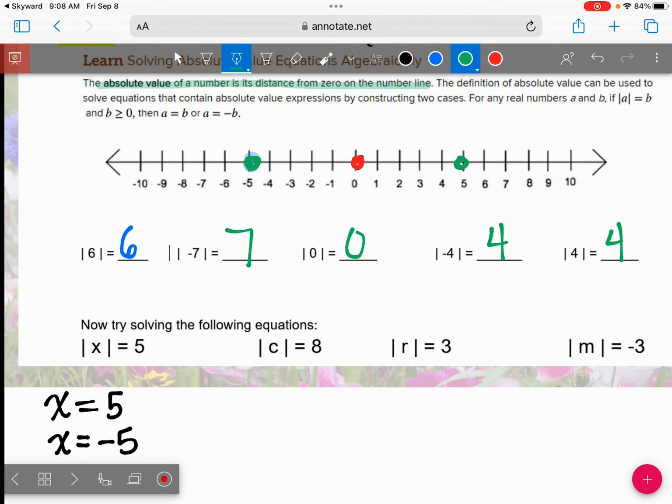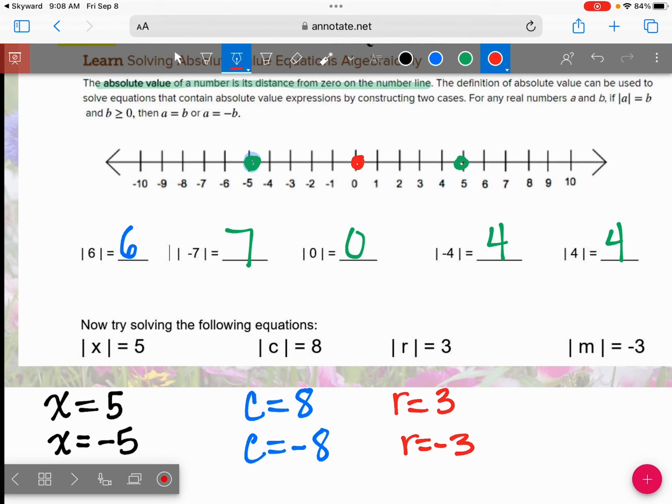So what do you think my answer will be for my second one? What 2 numbers have an absolute value of 8? 8 and negative 8. What 2 numbers have an absolute value of 3? 3 and negative 3. So notice that we're getting 2 answers every time.